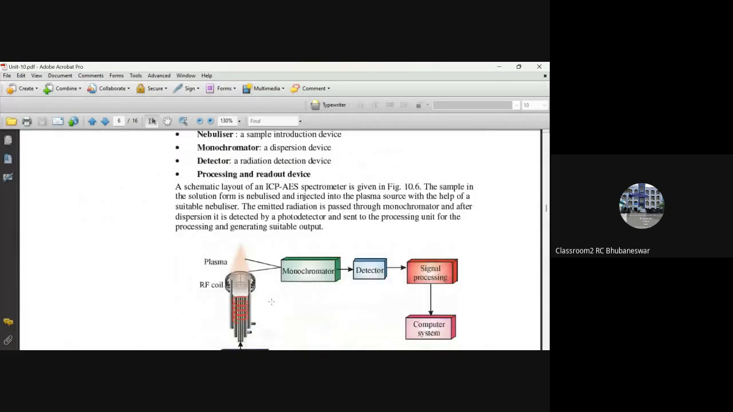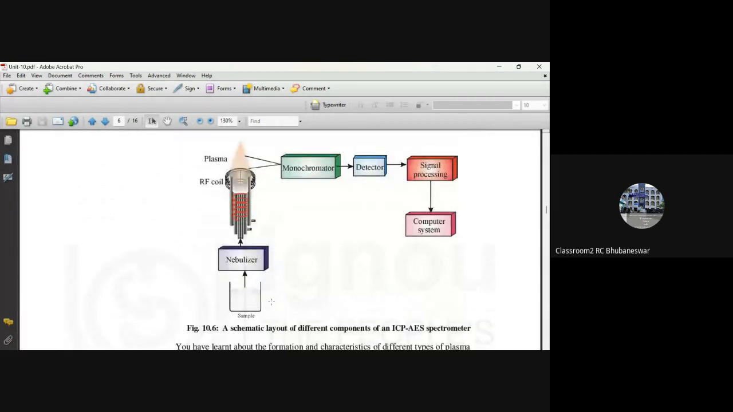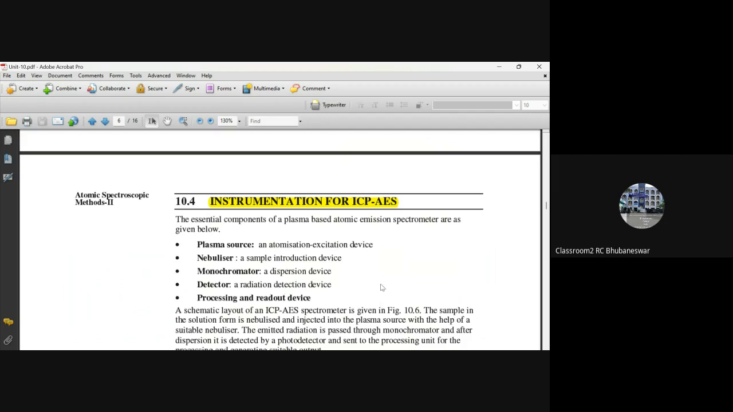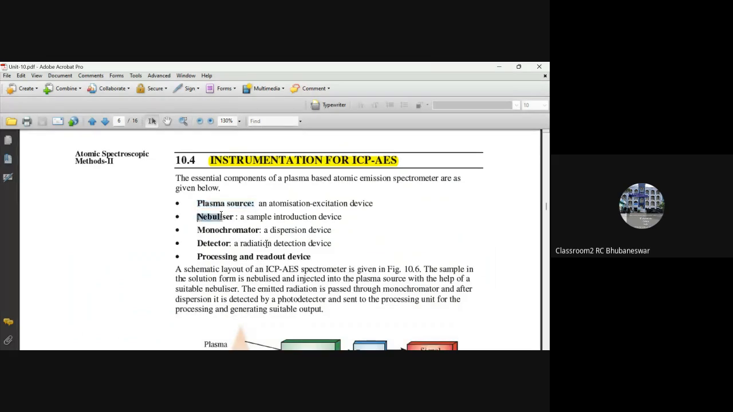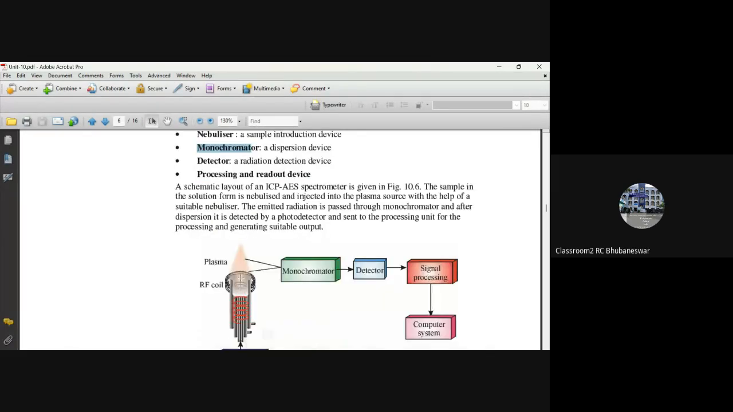Coming to instrumentation, here I am first showing you the figure, so keep this figure in mind. You have the sample, the nebulizer, then the plasma unit, like the flame unit we have in flame photometry. Then the monochromator will be there, then the detector, then signal processing and the computer system, which is the reading output. So here the plasma is the radiative source, then the nebulizer, then your monochromator, detector, and so on.